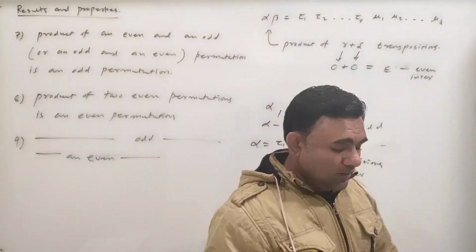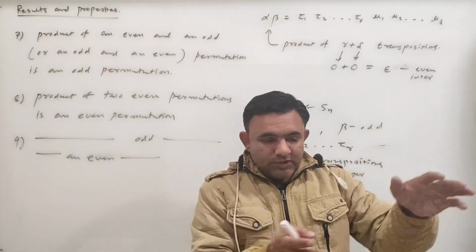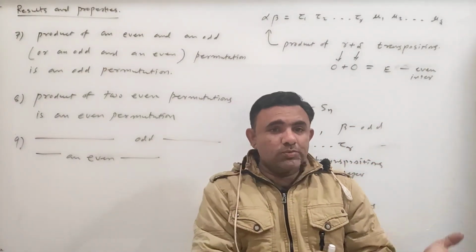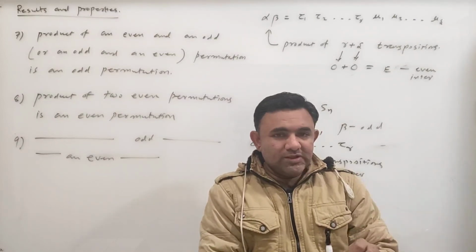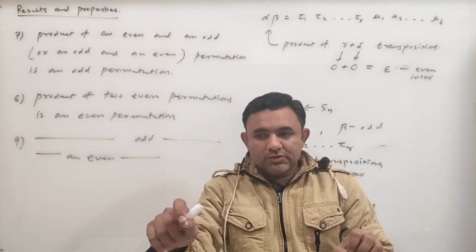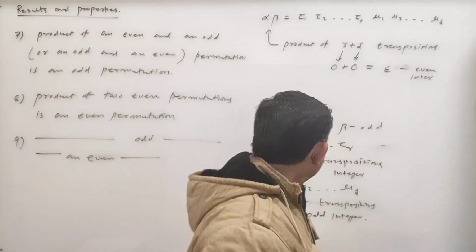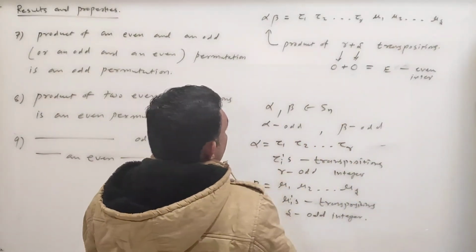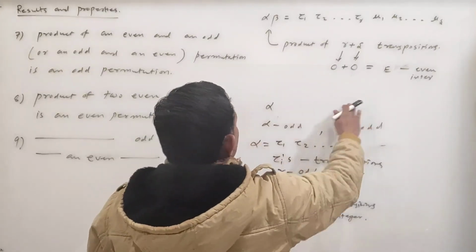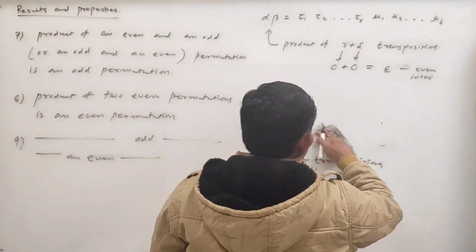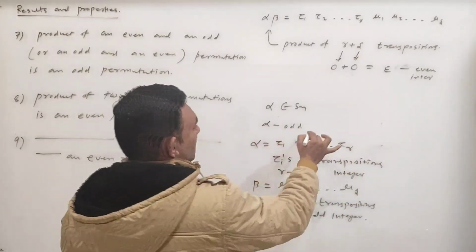Okay, so now the next natural question is: suppose I have been given one permutation, then it will be either odd or even, but what about its inverse? The inverse is also a permutation. So if I am given a permutation that is odd, then what will its inverse be, even or odd? So let us see. Let me deal with only one. Let alpha belong to Sn, and suppose alpha is an odd permutation.